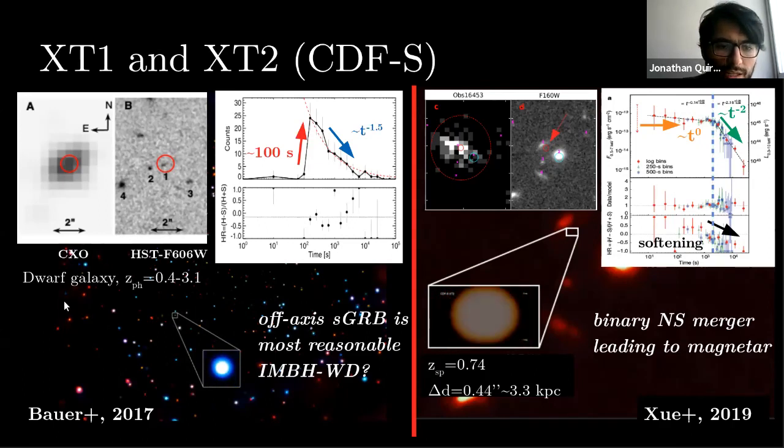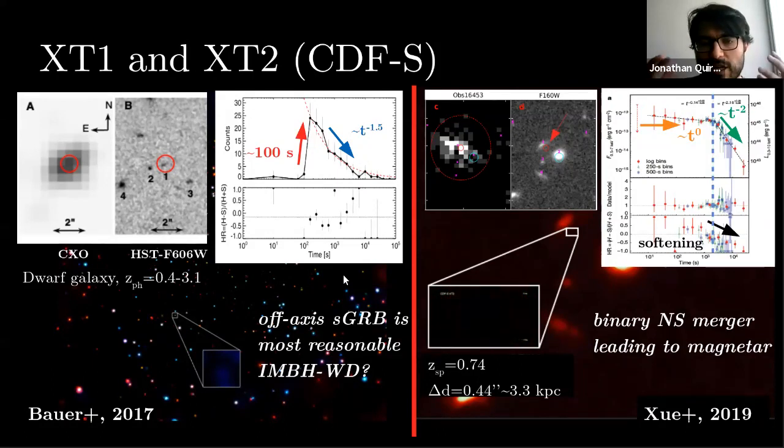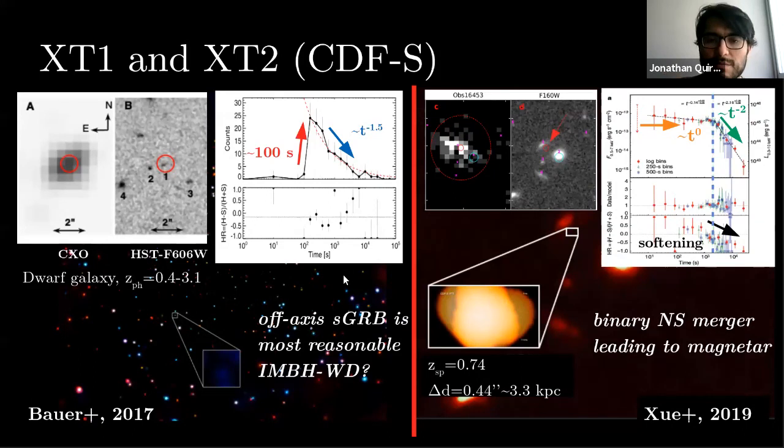In the case of the XT1 that you can see on the left-hand side of your screens, the host galaxy of this object was poorly constrained in its redshift, as you can see here. This transient also shows a fast rise in the light curve and then starts to decrease with time as t to the minus 1.5. The scenario that could explain XT1 is not completely clear. Probably the most reasonable scenario for this object is that it could be related to an off-axis short gamma-ray burst. However, other possibilities, for instance, a tidal disruption event between an intermediate-mass black hole and a white dwarf, are not discarded.